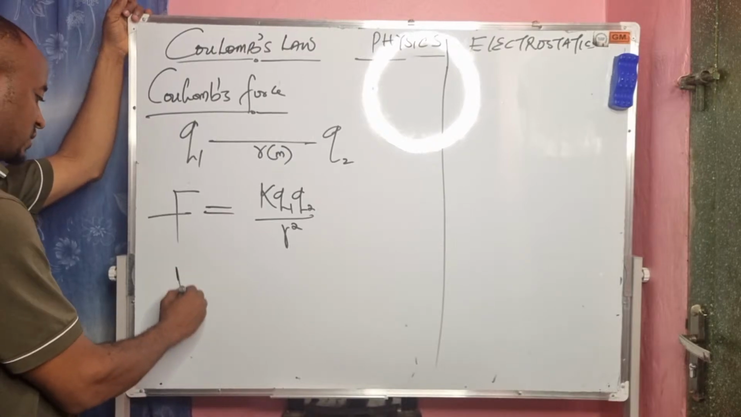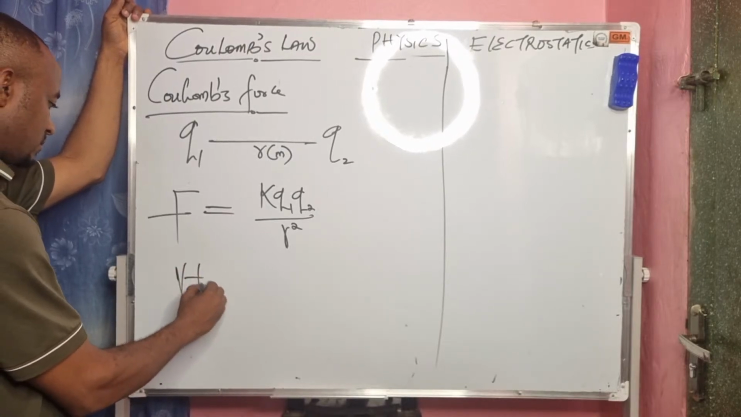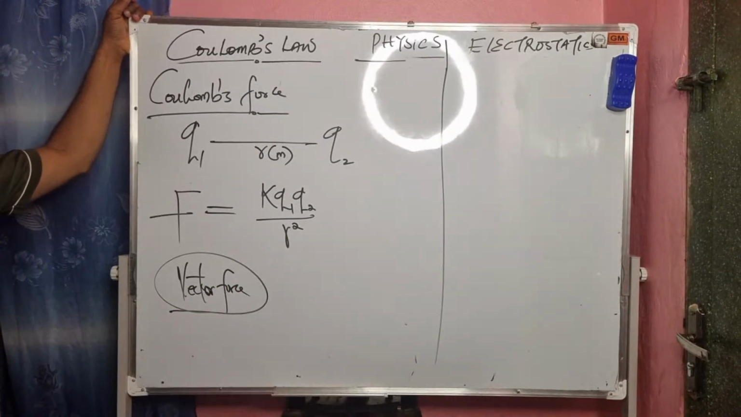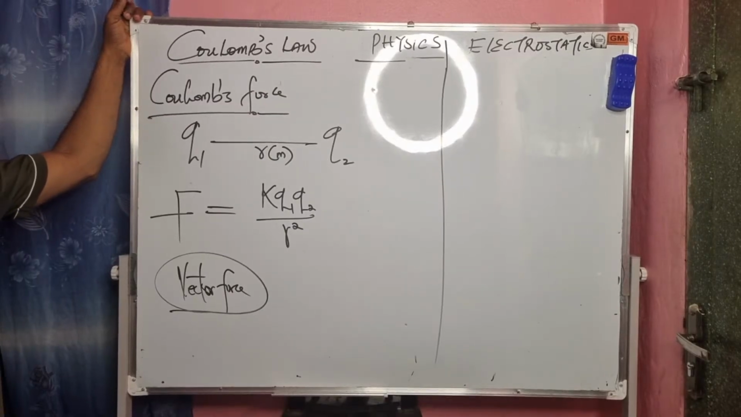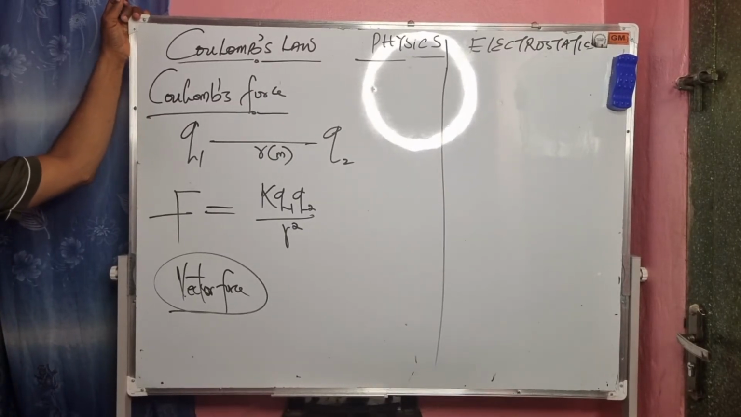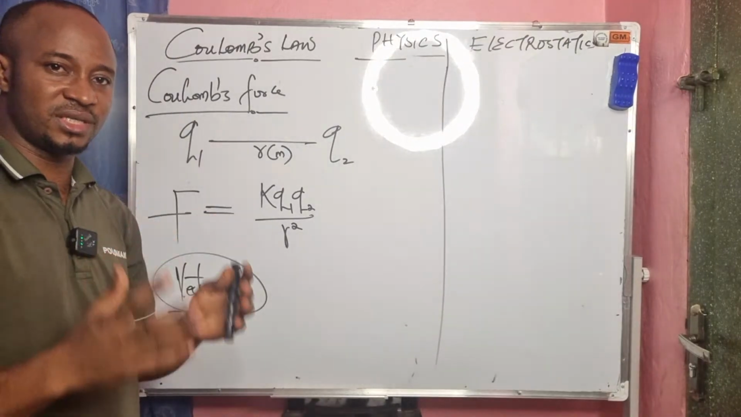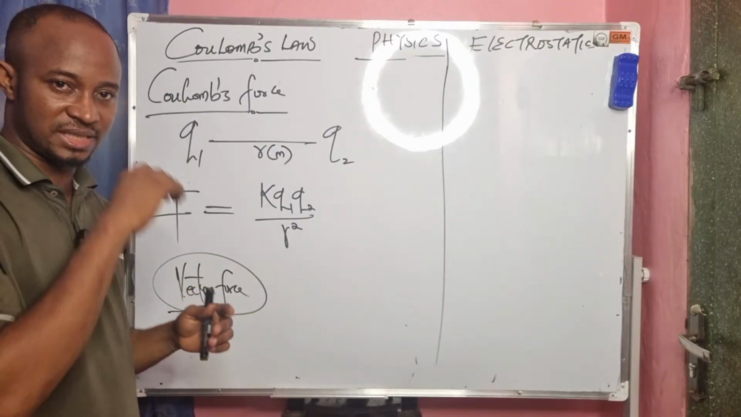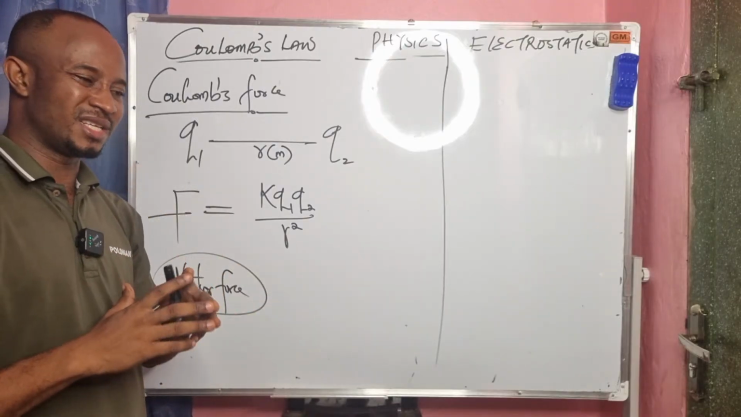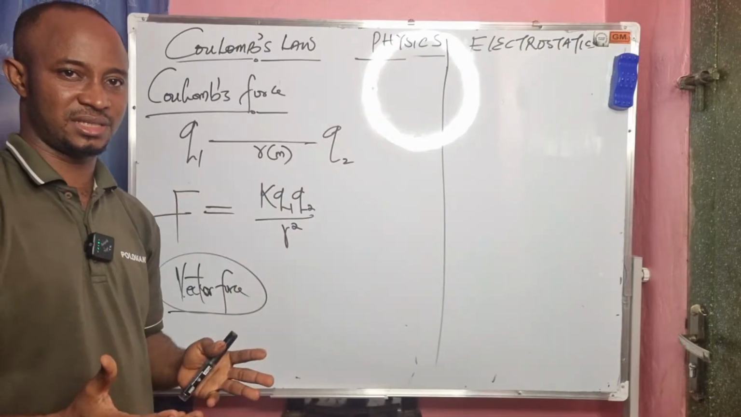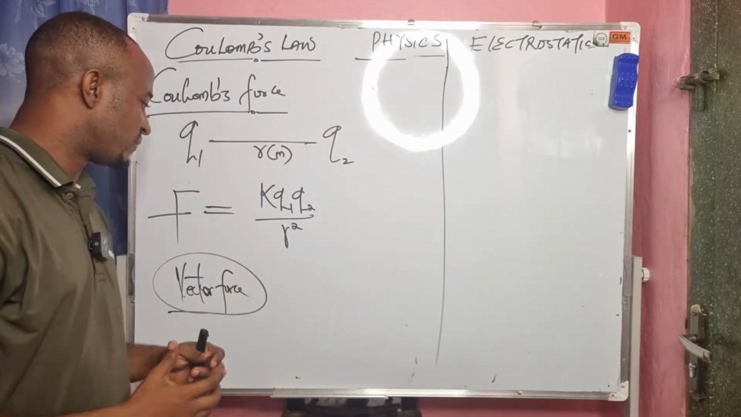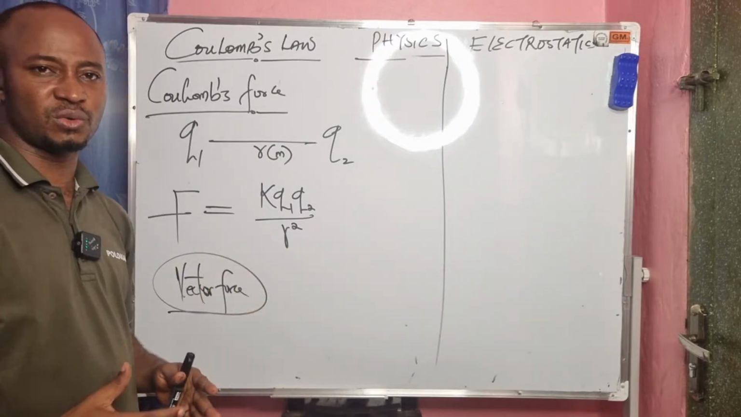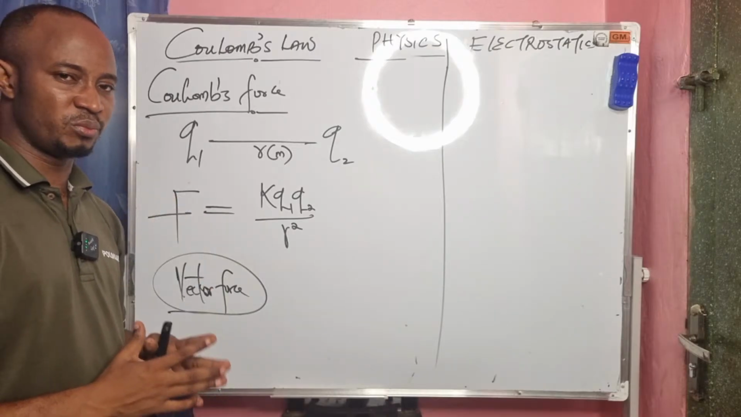It is a vector force. In fact, every force is a vector quantity, meaning they have size and direction. I say that the essence of Coulomb force is to determine the strength of the force of attraction or repulsion between two point charges, right? It measures the strength. It means it measures the magnitude or the size or the resultant of that force that exists between two point charges.